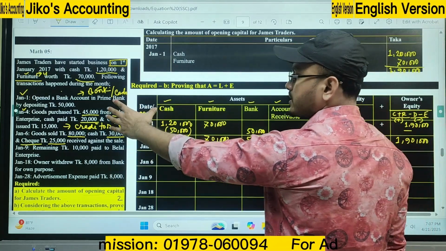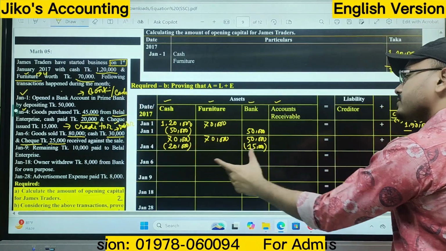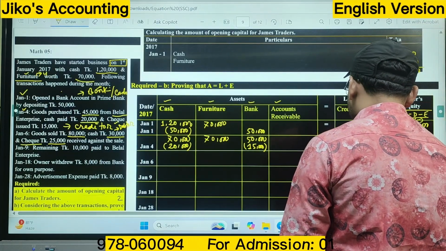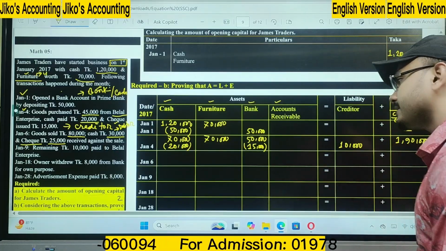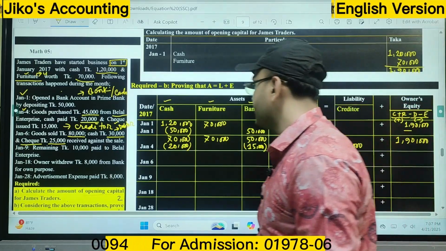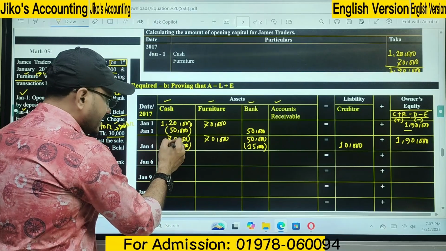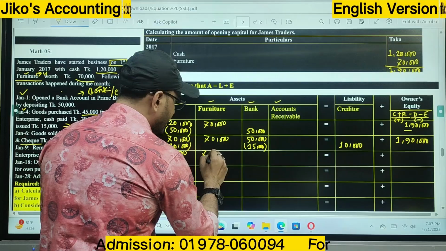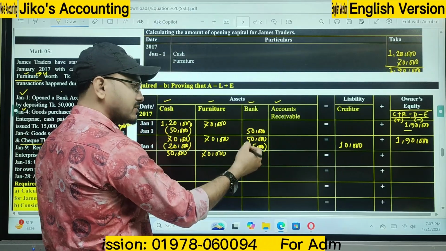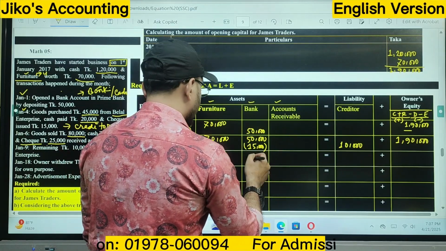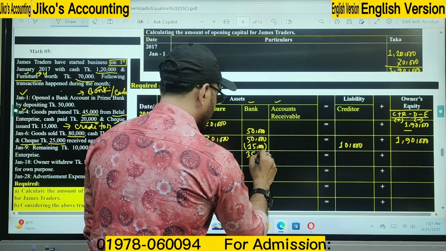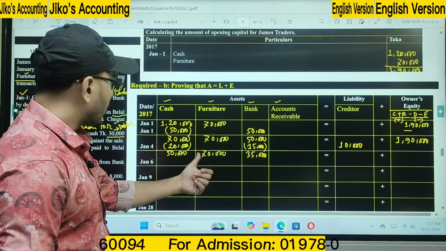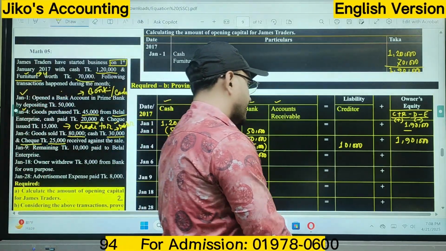In total 45,000 taka from there, but we have paid 20,000 and 15,000, right? That means 10,000 left. That should be considered as our creditor. Is it clear, sir? Because we haven't paid him yet. So 70,000 minus 20,000. What is our balance here? 50,000. Here is 70,000. Then 50,000 minus 15,000. What is our amount here? 35,000, right? So accumulate all of them. What is our total amount here? 1,55,000. Okay, fine. This one is done.